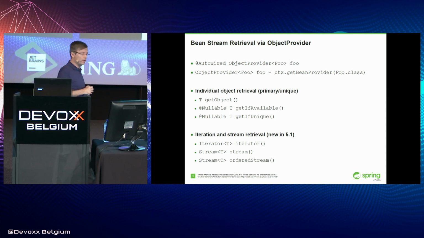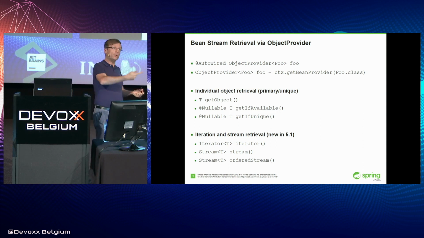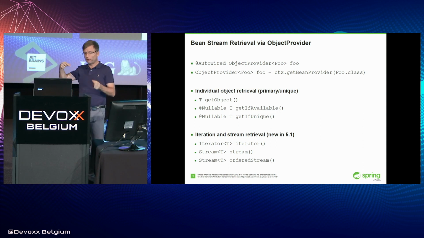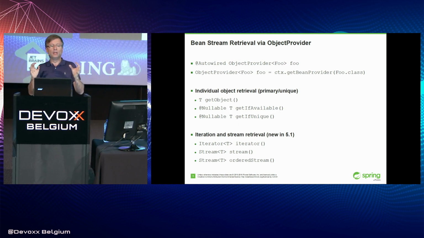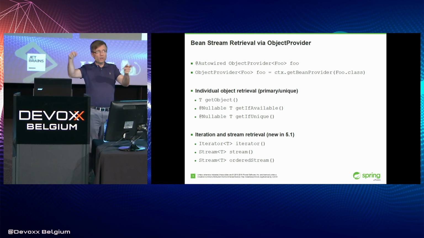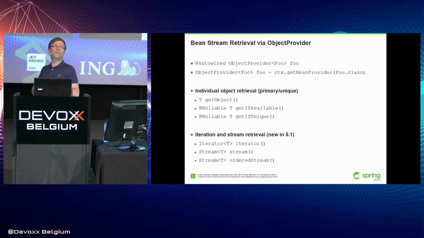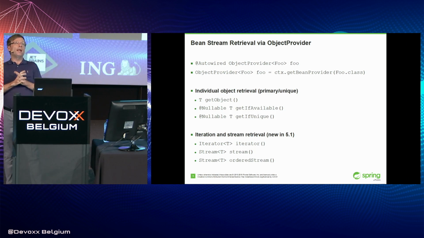And as of 5.1, you can use an object provider to iterate over those with a Java 5 for loop, because it's an iterable, or to use the stream API. You can say object provider stream, here's a few conditions, now turn it into a list, or let me forEach them, whatever. So there's an immediate connection to java.util collection streams here as well.